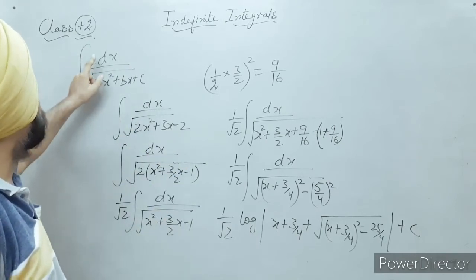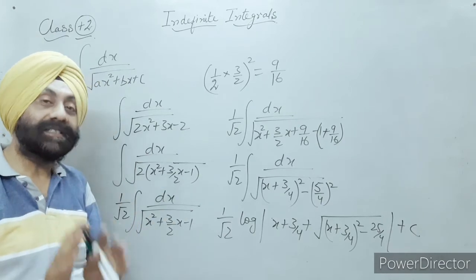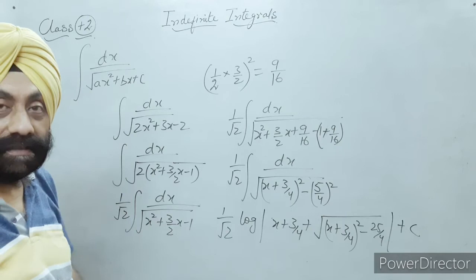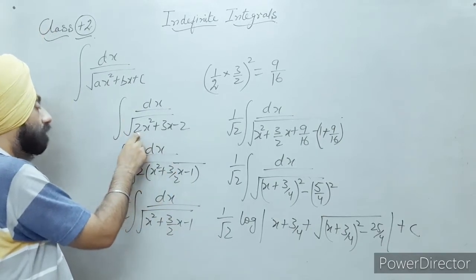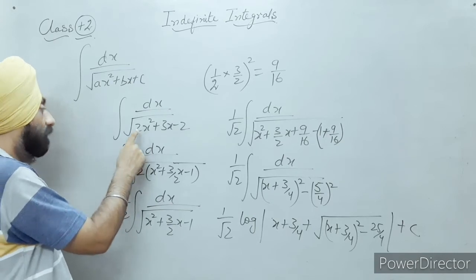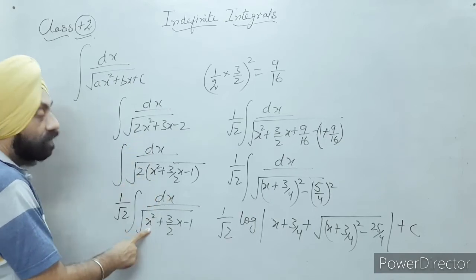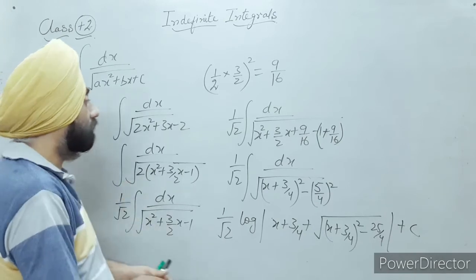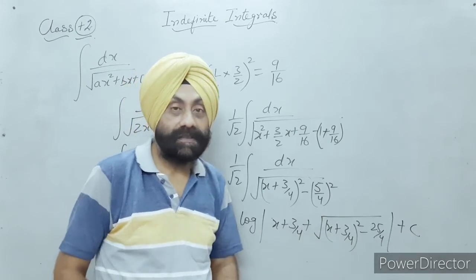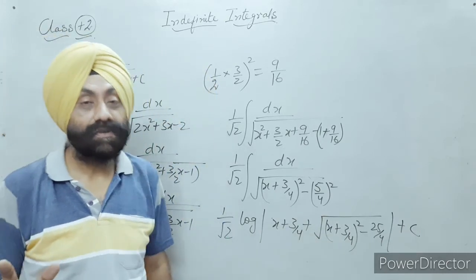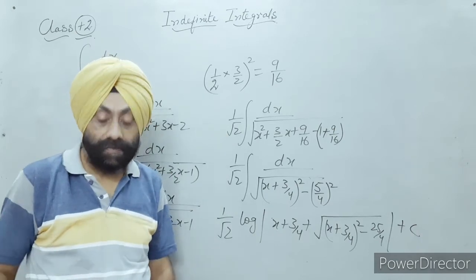Now this type was dx upon a quadratic with an under root. The method is the same, the formulas are the same. The only thing we have to do is take care whether the x square coefficient is 1 or not. If it is not, then just take that constant out and make it unity. Now complete the squares and do the needful. You will get the required answer, but remember those 6 formulas. Any one of those formulas will be applied in these kinds of questions.